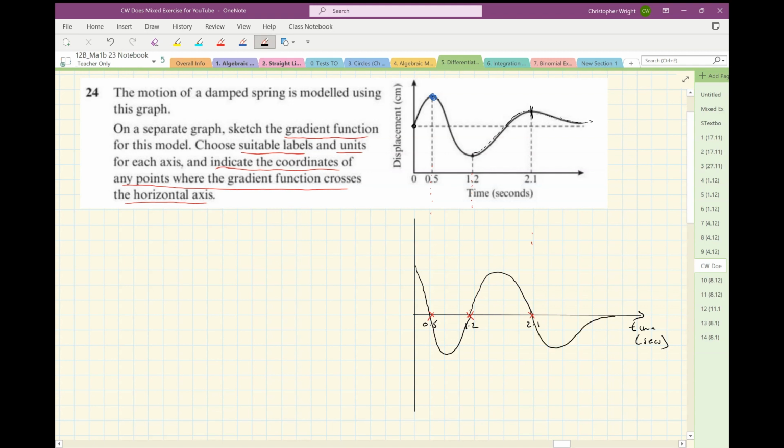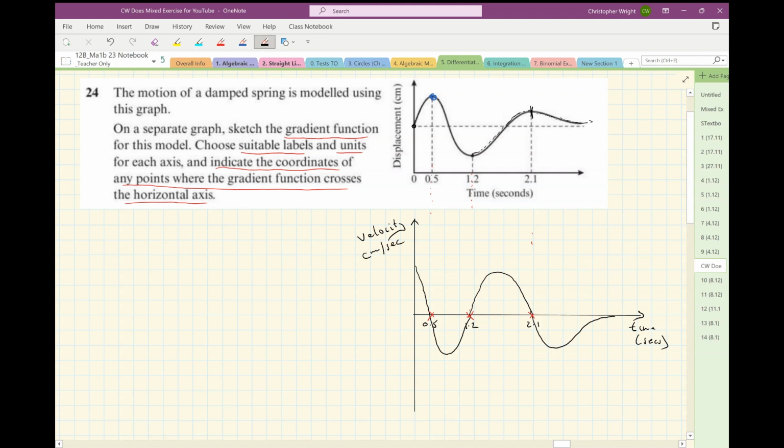Okay, now let's just check the question. Sketch the gradient function. Choose suitable labels and units for each axis. Well, I haven't chosen a unit or a label for this axis. Now this is the gradient function. It shows me the change in displacement over time. Well, the change in displacement over time, of course, is velocity. And how should we measure that? Well, it's in centimeters per second.